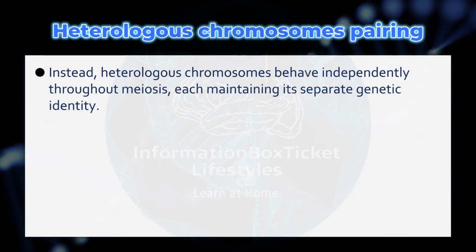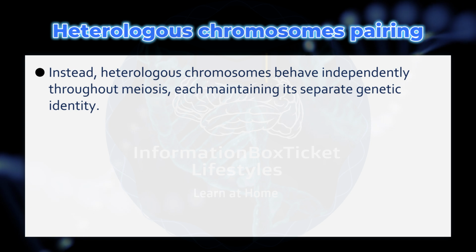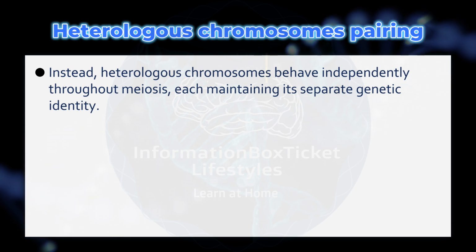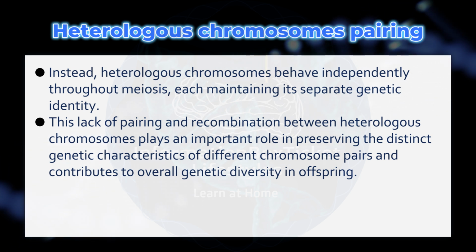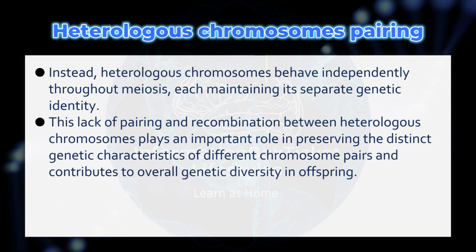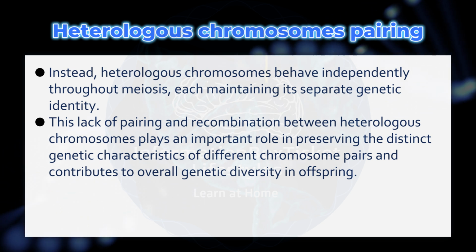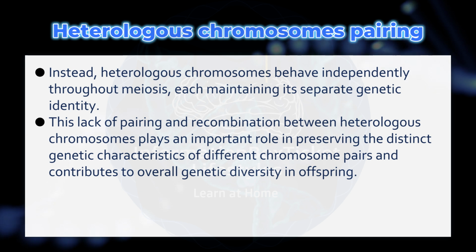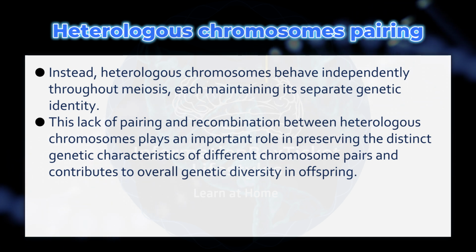Instead, heterologous chromosomes behave independently throughout meiosis, each maintaining its separate genetic identity. This lack of pairing and recombination between heterologous chromosomes plays an important role in preserving the distinct genetic characteristics of different chromosome pairs and contributes to overall genetic diversity in offspring.